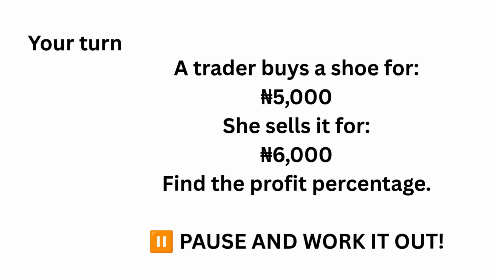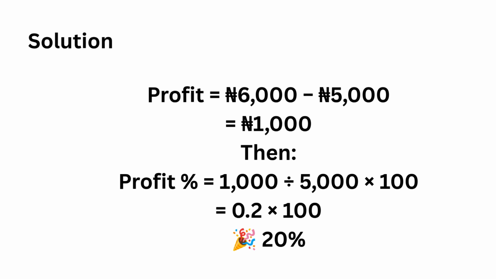Now your turn. A trader buys a shoe for 5,000 naira and sells it for 6,000 naira. Can you find the profit percentage? Pause the video and work it out. First of all, the profit is 1,000 naira. Then 1,000 divided by 5,000 multiplied by 100 gives us 20%. So the answer is 20%. I know you understand how we got all that, right?